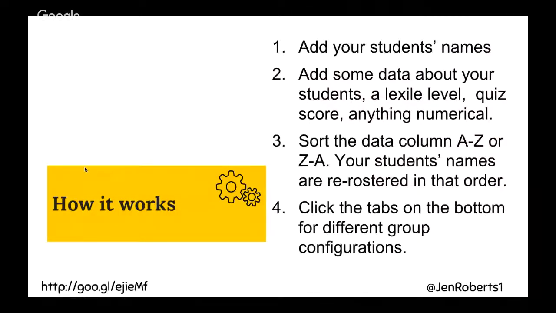So how does it work? You add your students' names. And then you go ahead and add some data about them, their Lexile level, a quiz score, anything numerical. Often I add their progress on a recent draft or something like that. You sort that data by A to Z or Z to A, depending on the order you'd like them in. And your students' names become re-rostered in that order based on the data. I'm going to show you. Don't panic. And then you click the tabs across the bottom of the spreadsheet for different group configurations. It looks something like this.